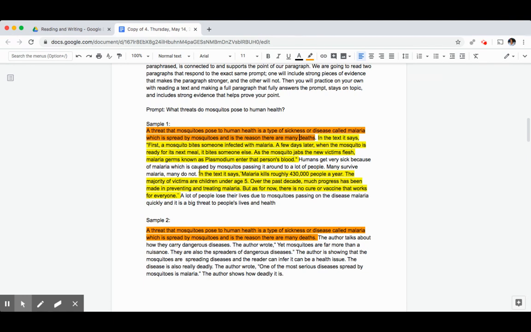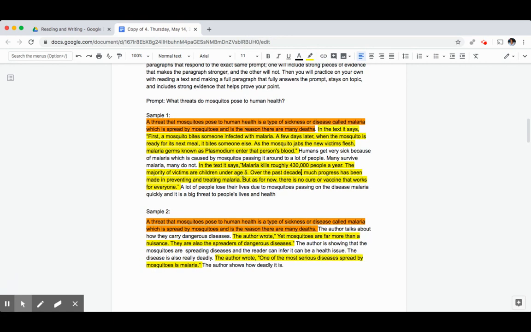I want you to do the same thing with sample 2. Take a look back at the evidence provided and ask yourself those same questions and respond to them. Is the evidence provided proving the assertion? Is it directly connected to the assertion? And is it the best evidence to help prove the point?